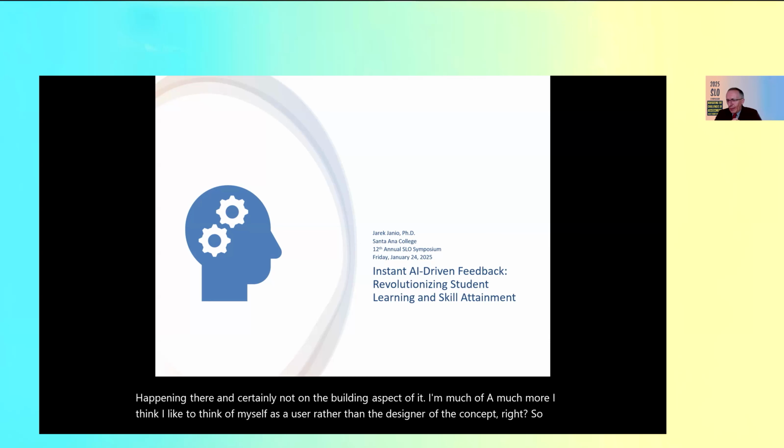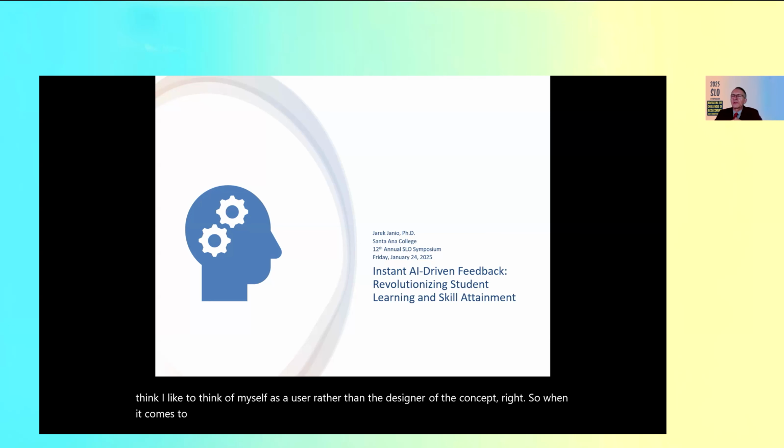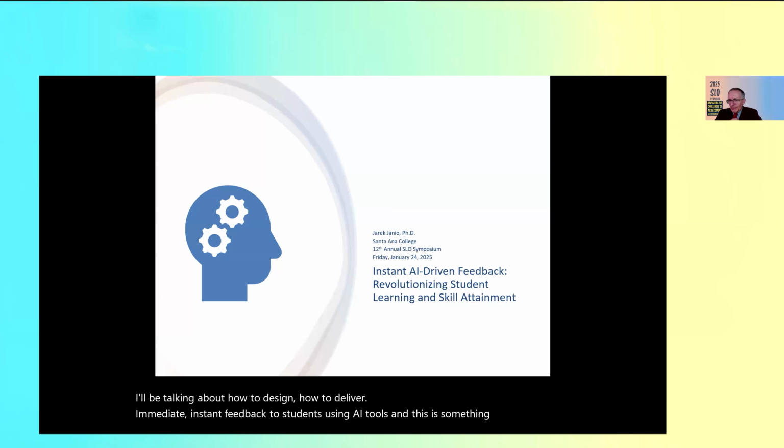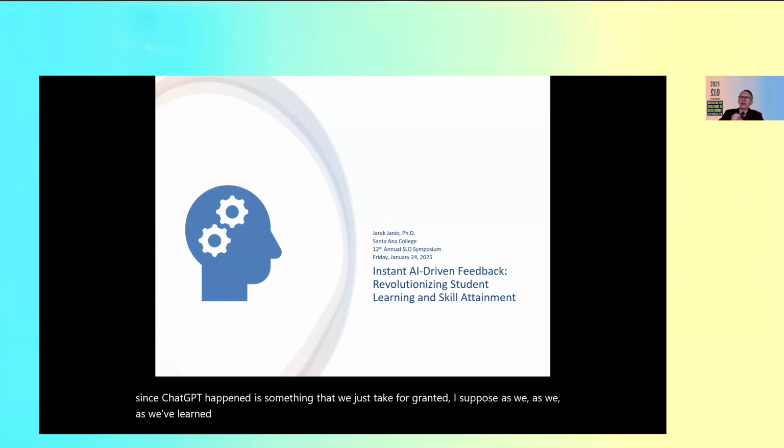So when it comes to AI tools and assessment, this is the topic of the first of the three presentations. I'll be talking about how to design and deliver immediate, instant feedback to students using AI tools. And this is something that I think, since ChatGPT happened, we just take for granted, I suppose, as we've learned how it works. I still am amazed at the power of AI tools such as ChatGPT and other things that are out there that I'll mention briefly.